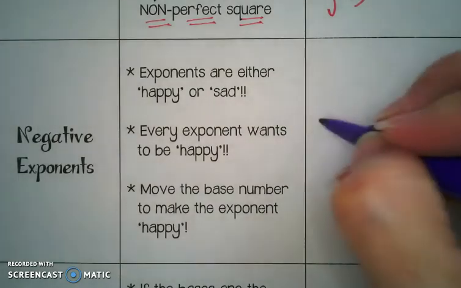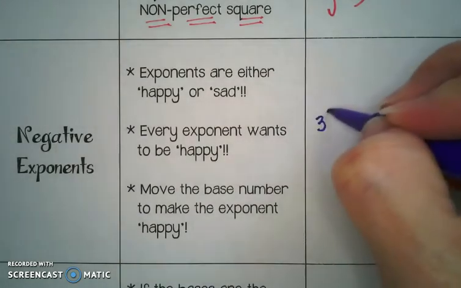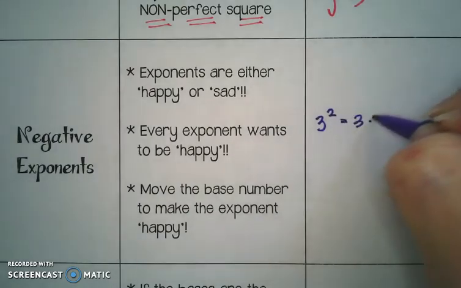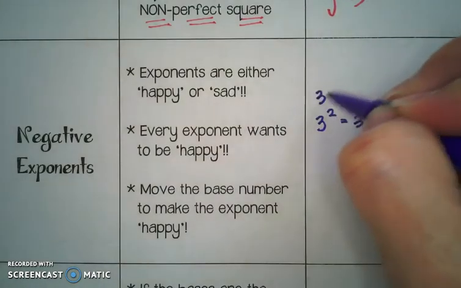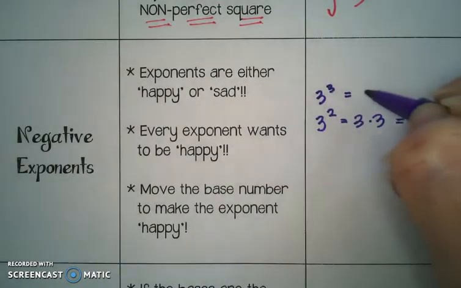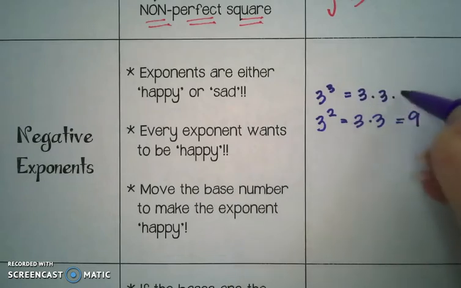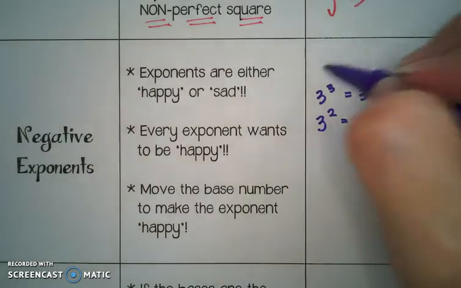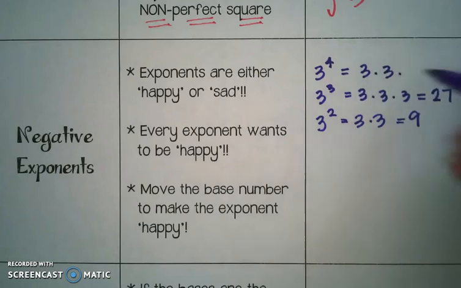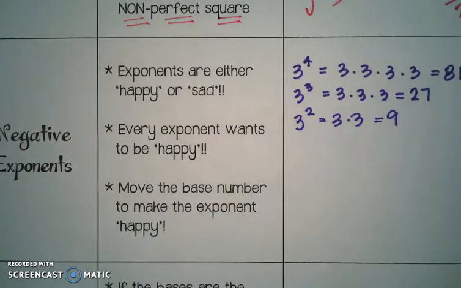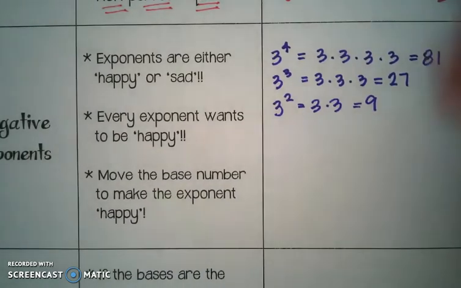If you remember, we talked about how 3 squared means 3 times 3, which is 9. And if we had 3 cubed, that would mean 3 times 3 times 3, which is 27. And if we had 3 to the 4th, that would be 3 times 3 times 3 times 3, which is 81. Oops, sorry. And then we're looking at going in the other direction.